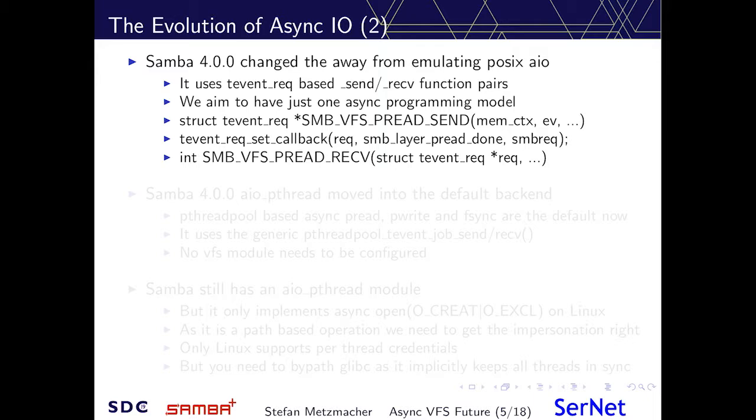So we got SMB_VFS_PREAD_SEND. It takes a memory context. The second argument is always the event context, and it returns the tevent_req request handle. The caller is able to set a callback function, which gets notified when it's done, and then it's the duty of the caller to call the receive function and pass the request handle in order to get the result. So there's no real callback in the sense that the lower layer pushes stuff to the upper layer, but instead it just notifies the upper layer, and the upper layer then goes and fetches the result.